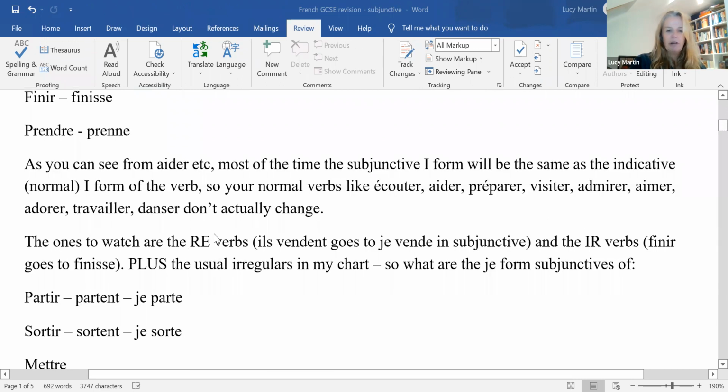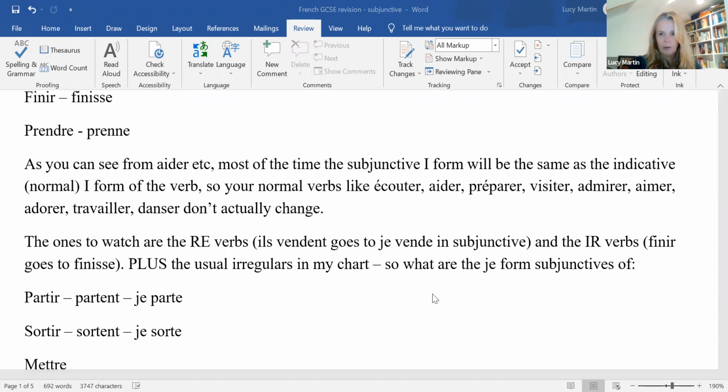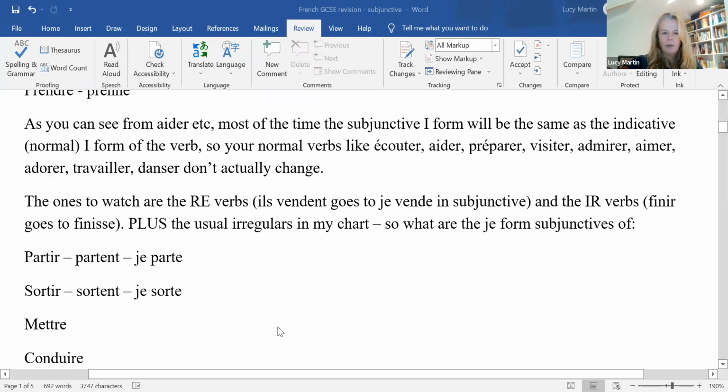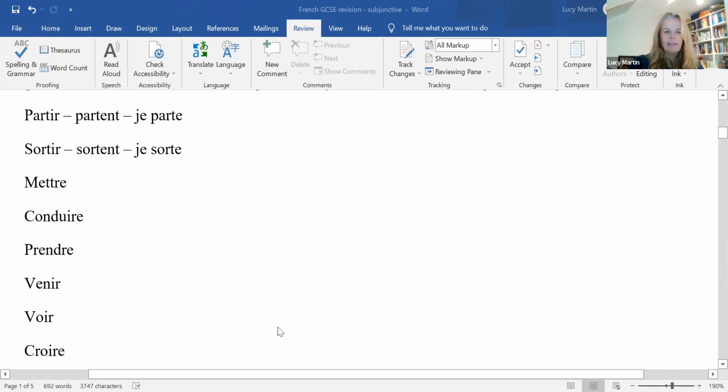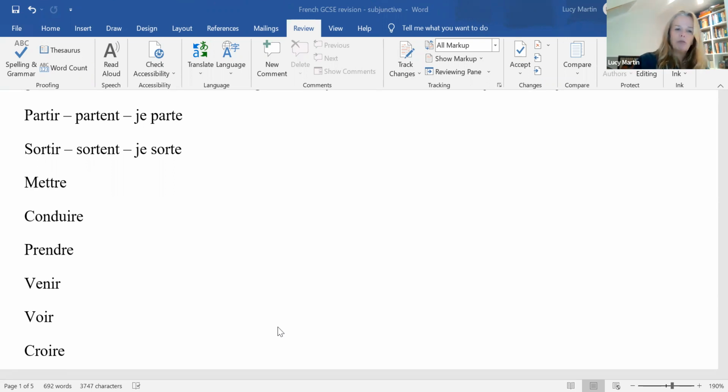But there are RE verbs like vendre. Take off the ENT, add an E, and you've got je vende. That's not normal. And the IR verbs, finir. Take the 3rd person plural, finissent, take off the ENT, add E, finisse. That's not normal. Plus the usual irregulars, which we're going to come to later. Okay, so the ER verbs might look normal, but the RE verbs don't, the IR verbs don't, and neither do the irregulars. Let's start with the non-irregulars.